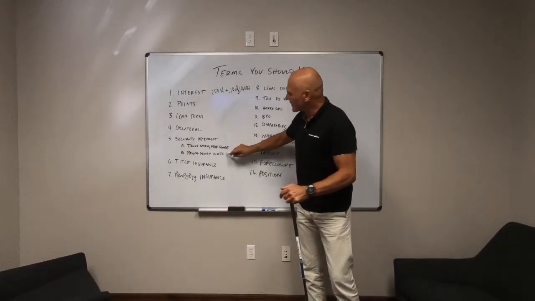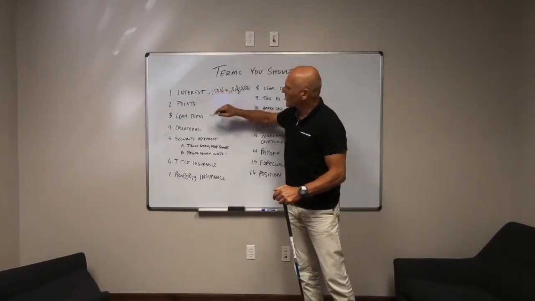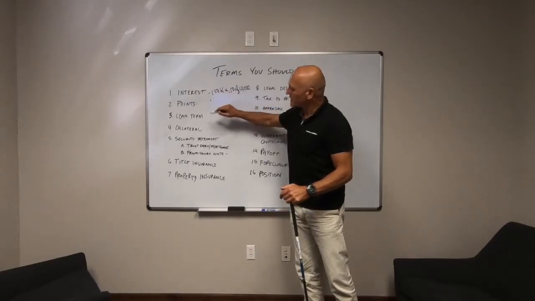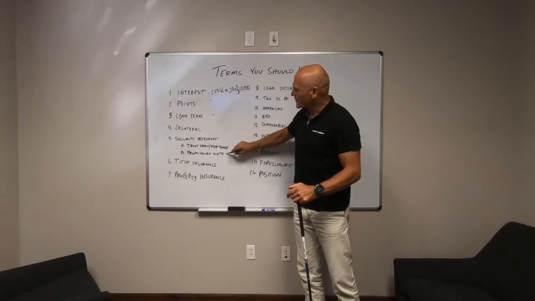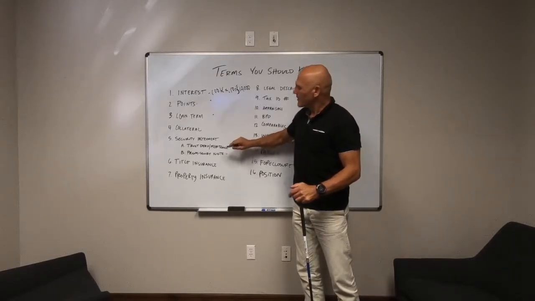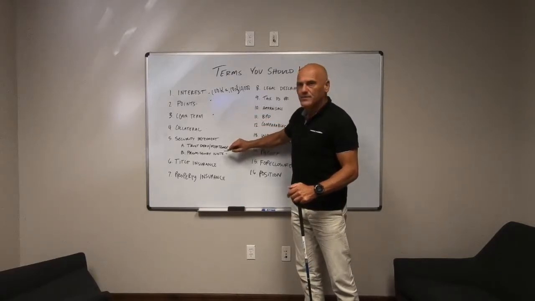Now, the promissory note spells out the terms of the loan. The promissory note will have the interest rate, it'll sometimes have the points on it, it'll have the length of the term, and it'll tell you when your payments are. That's what the promissory note is. So remember this: the trust deed and the mortgage secure the property, and the promissory note is the terms of the loan.